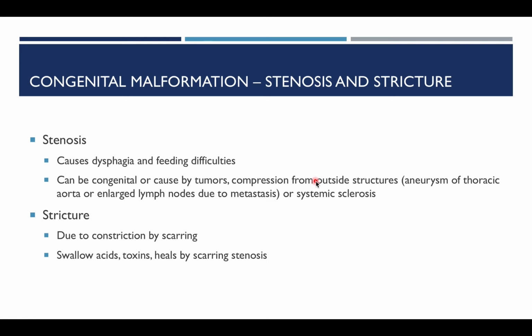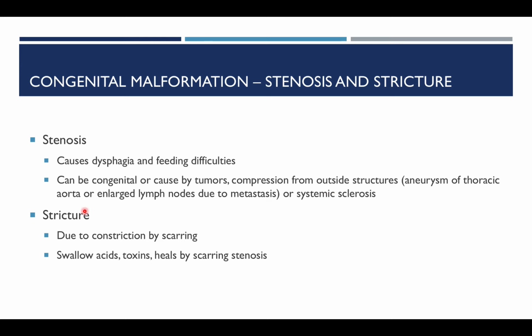So other than atresia, we also have stenosis and stricture. Stenosis is basically narrowing of the esophagus, and it can cause dysphagia as well as difficulties with feeding. These strictures can be congenital, or they can be caused due to secondary causes like tumors, compression from structures outside like lymph nodes and aneurysm, or systemic sclerosis of the esophagus itself.